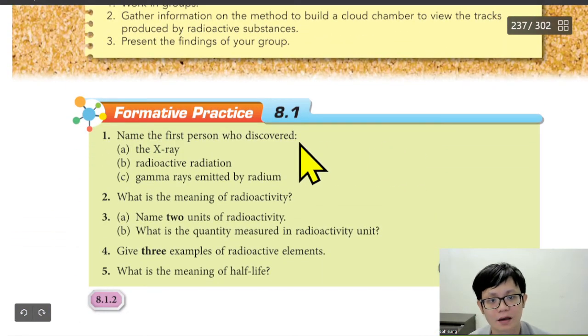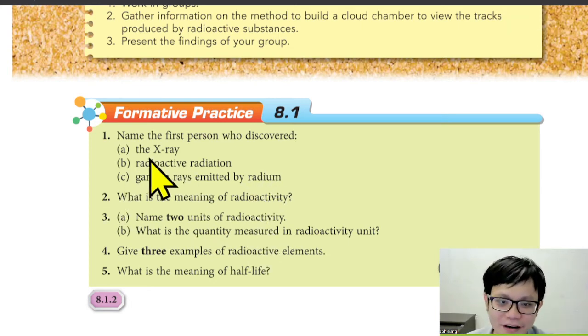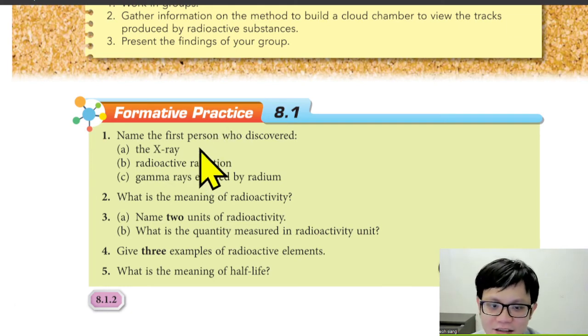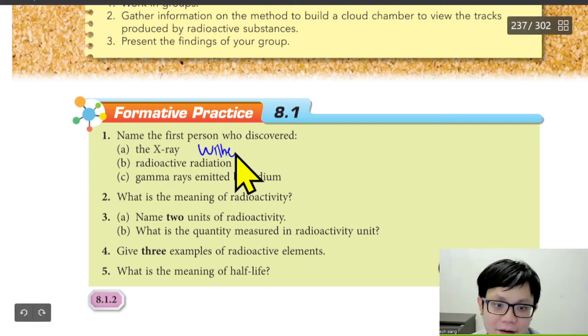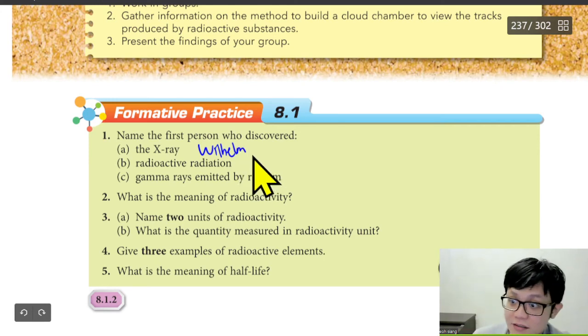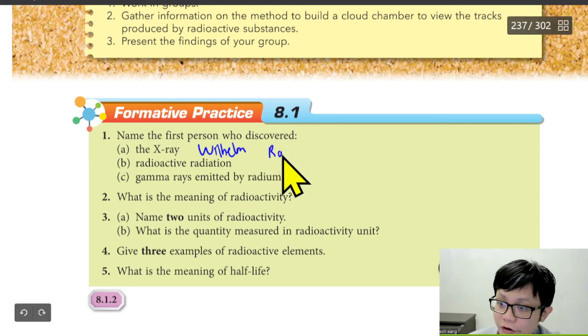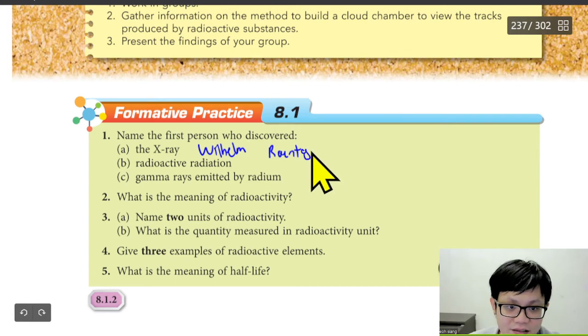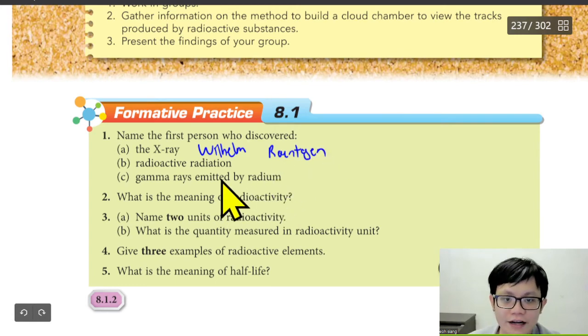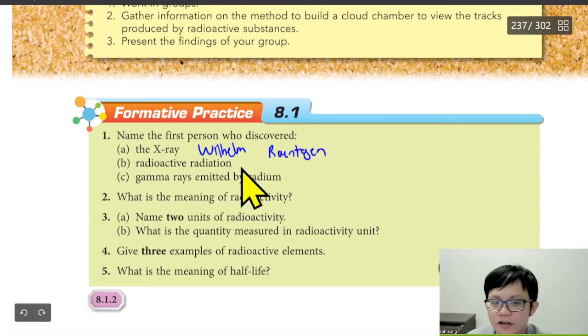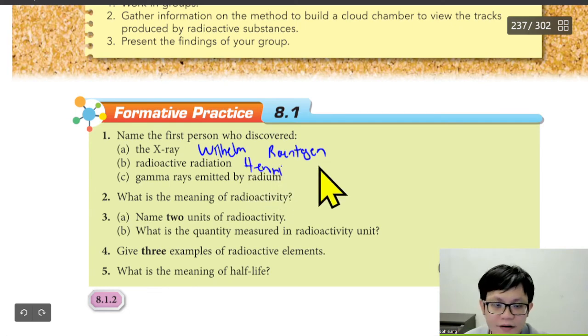Okay, 8.1, name the first person to discover X-ray. Okay, very good. The first one, the person that made it is Wilhelm. This one you need to memorize. Who knows, objective they ask? Roentgen, is it? Something like that. Radioactive radiation. So it will be Henry Becquerel.